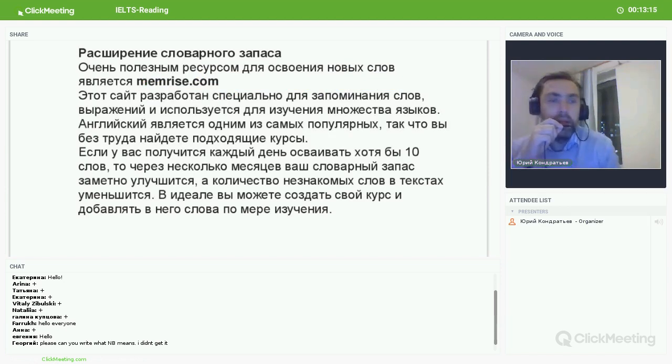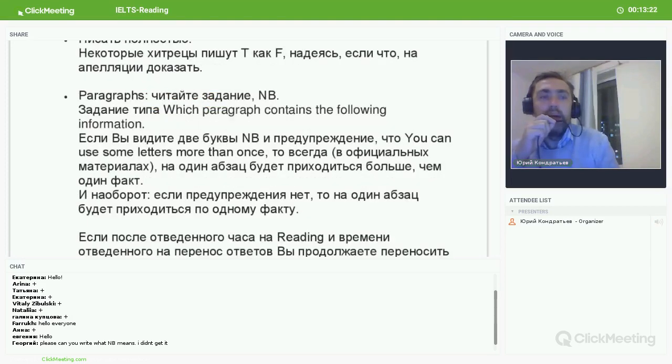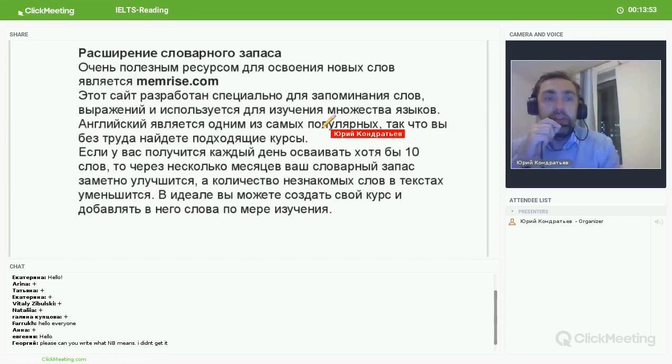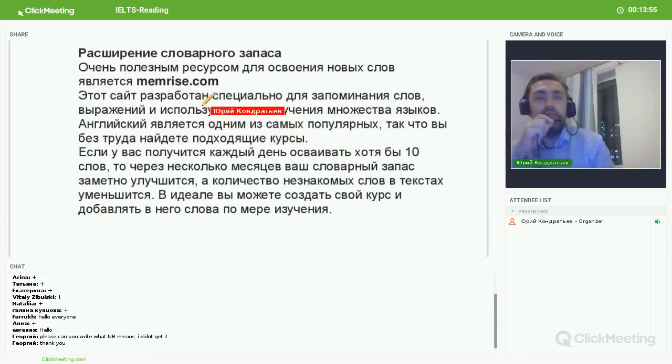So here's a good resource for memorizing words. Okay, so Georgi, NB is banner once again. I will repeat. If it says which paragraph contains the following information, and it says that you can use some letters more than once, there will be some paragraphs, text A, text B, text C, and so on. And then sentences 1, 2, 3, 4, and you have to match them. One paragraph can match more than one sentence. We will have an example at the end of our webinar, so I will show you this sign, and I will show you what the task looks like.